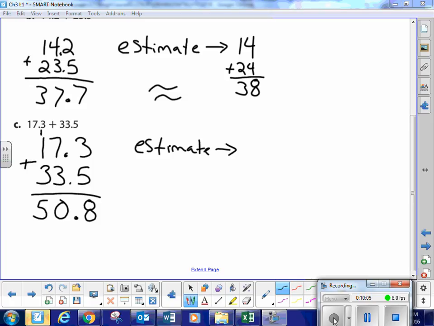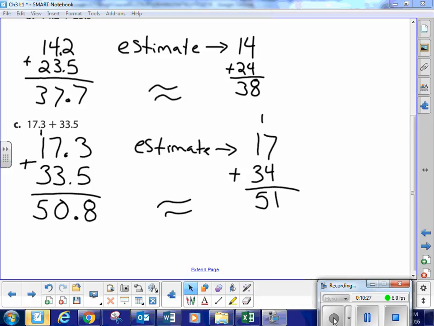17.3 rounds down to 17. 33.5 rounds up to 34. Make sure I did that right. 7 plus 4 is 11. Carry the 1. 3 plus 1 is 4. Plus 1 is 5. Excellent. This and 50.8 is about 51. Excellent. That's exactly a reasonable answer. We have done our math correctly.